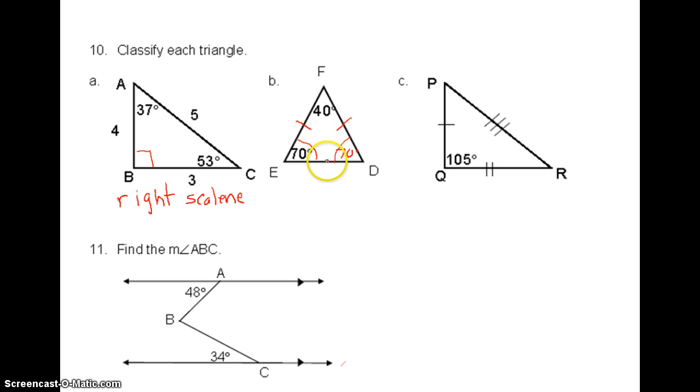And since this one's 40, that one's different, so we've got two that are the same, so that's going to be isosceles. And since they're all less than 90 degrees, that's going to be acute isosceles.